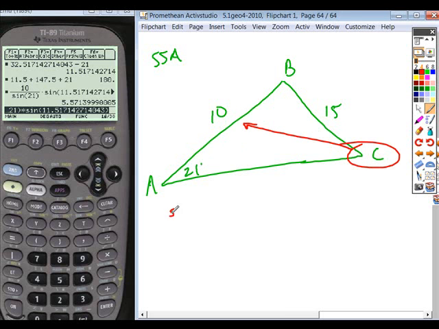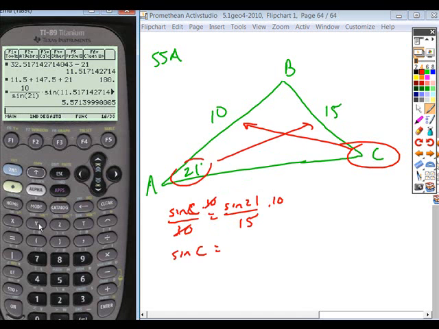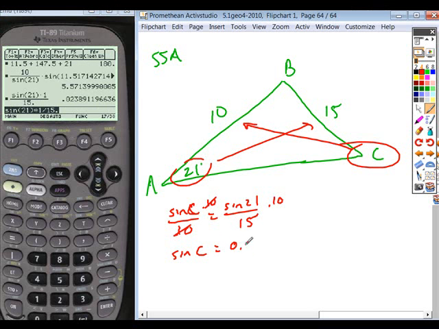So here's our ratio. Sine of C over 10 is equal to the sine of 21 over 15 this time. Okay, so we can set up our ratio here. The sine of C is equal to, and I'm just going to multiply both sides by 10. So I get my ratio here, sine of 21 times 10 divided by 15. I'm going to put a decimal in there so it gives me my answer in decimal form. So I have 0.024 approximately. And in order to solve the angle, anytime you're finding an angle, you take the inverse sine of whatever that ratio is.